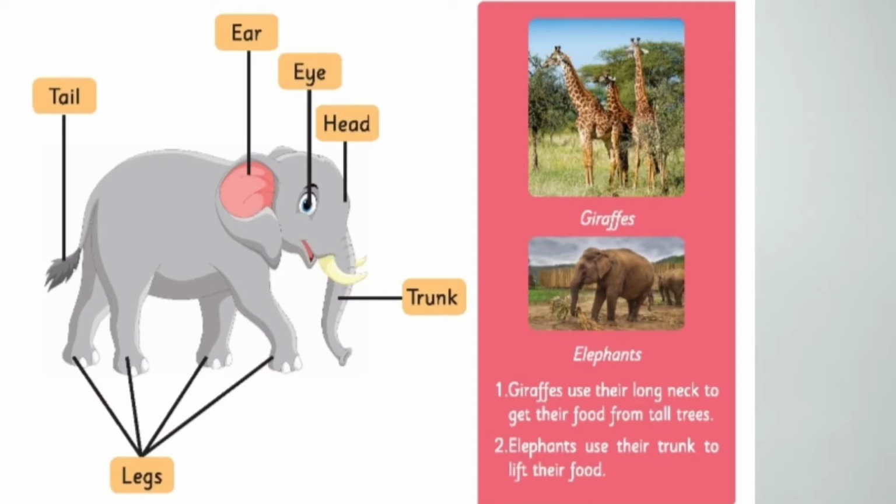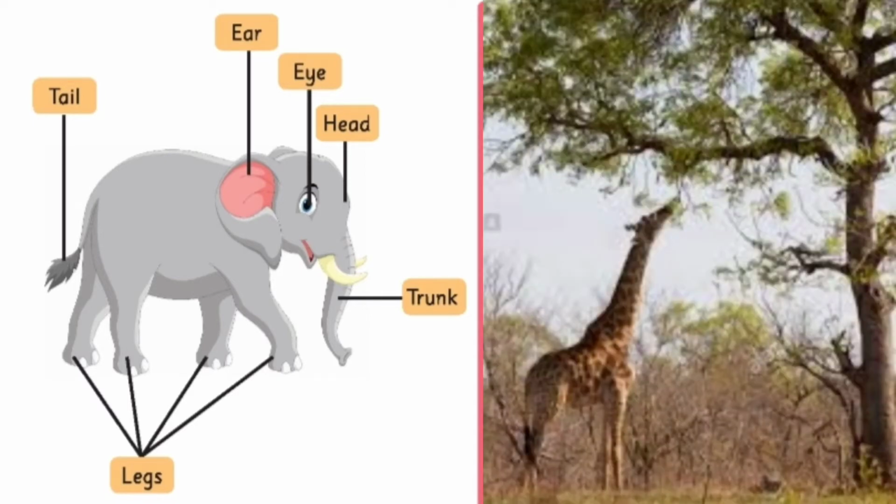Here you have a small note. Giraffes use their long neck to get their food from tall trees. അപ്പോൾ ജിറാഫ് എങ്ങനെയാണ് ഈ ടോൾ ട്രീസിൻ്റെ ലീഫൊക്കെ കഴിക്കുന്നത്? അതിൻ്റെ നീളം കൂടിയ കഴുത്തിനെ യൂസ് ചെയ്തിട്ടാണ് ഈ ലീവ്സിനെ കഴിക്കുന്നത്.